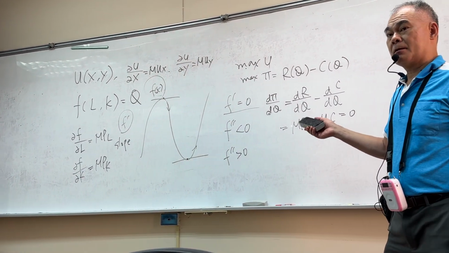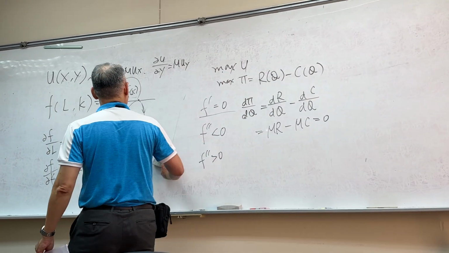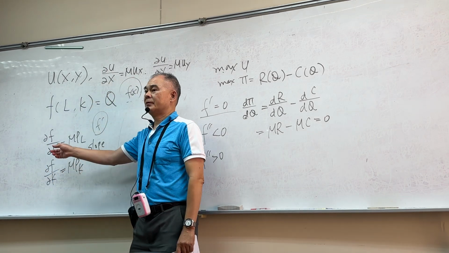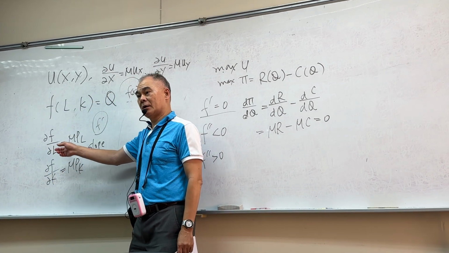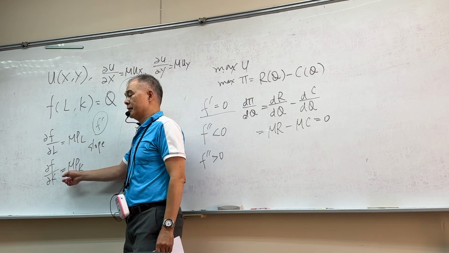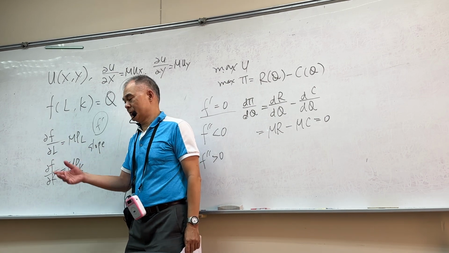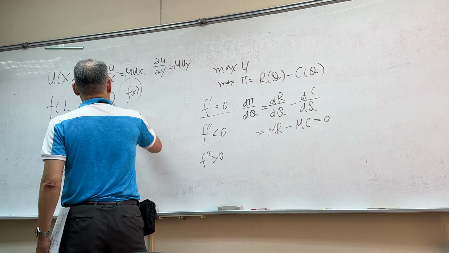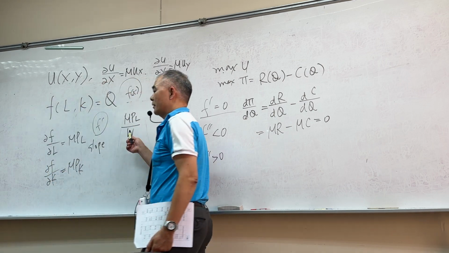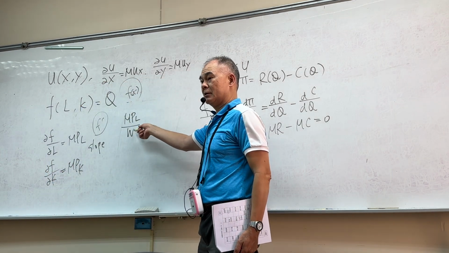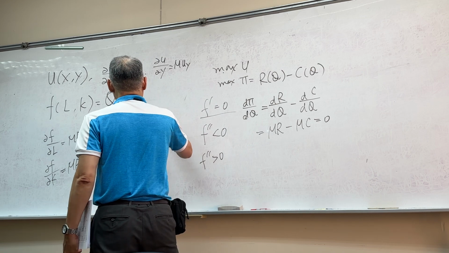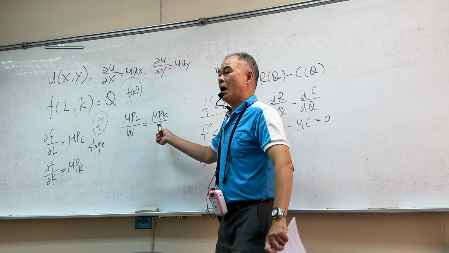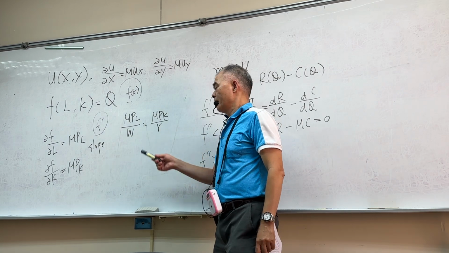Questions? Okay? So here you only have the information about output productivity. So here is MPL, here is MPK, right? But you need to have price. So the price information is here. So MPL divided by W. What is W? The price of labor, okay? And MPK divided by R. What is R? R is the price of capital. So what does this mean?